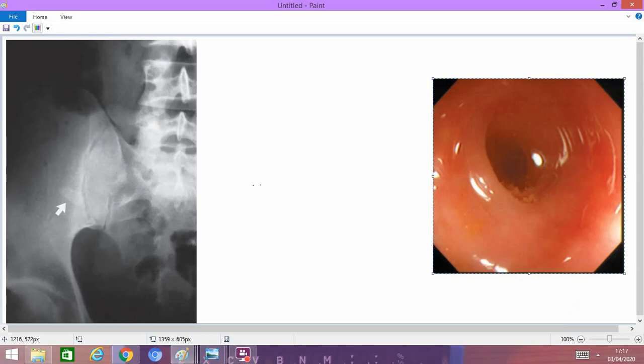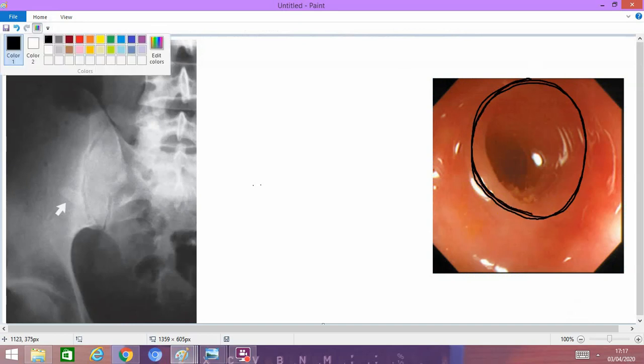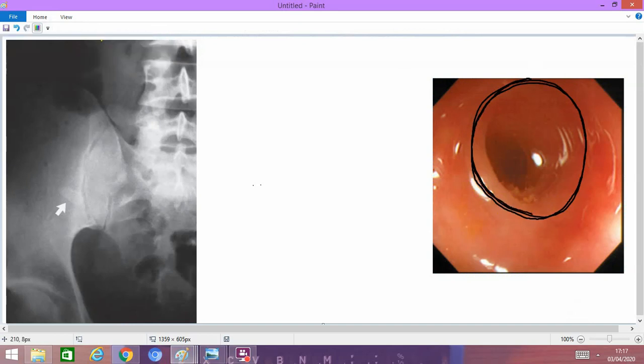In a diagram here, you can see if this is considered the lumen of the appendix. And if you see very closely, you can see there are tiny specks here. These specks are actually fecolith.